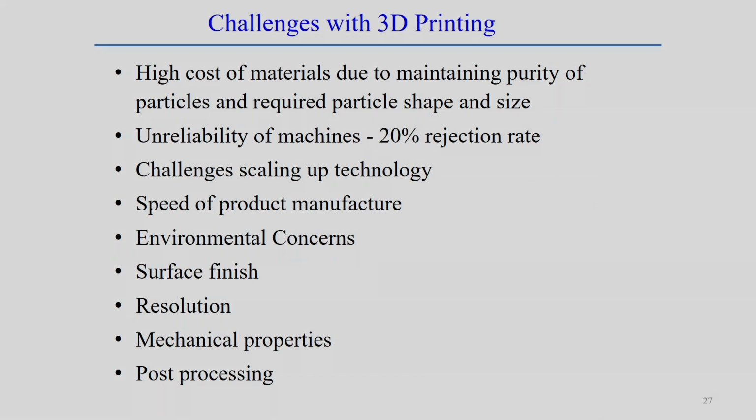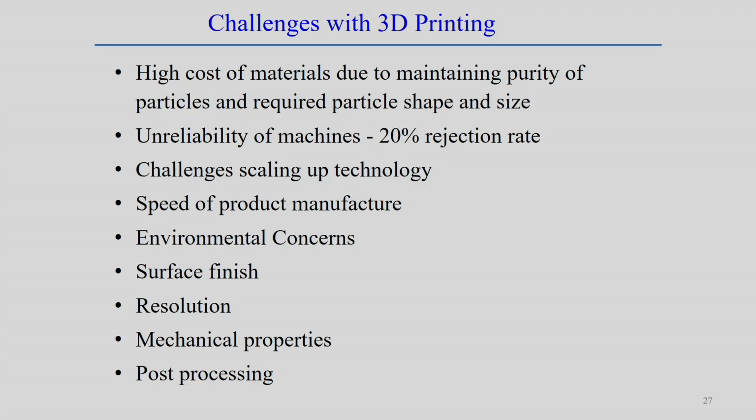Next, the speed of product manufacture. If you want to achieve high resolution of a printer and very good surface finish, then the speed of the process to produce a particular product using 3D metal printing technology is a little bit less as compared to other conventional techniques. Therefore, a large amount of time is required to build up a particular component, and that is also one challenge in 3D metal printing technology.